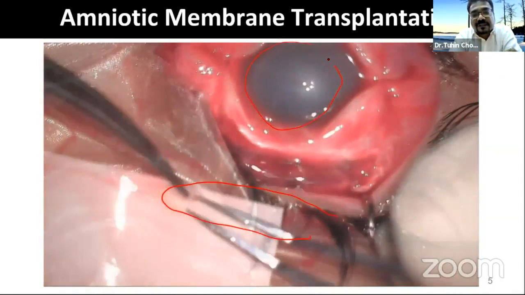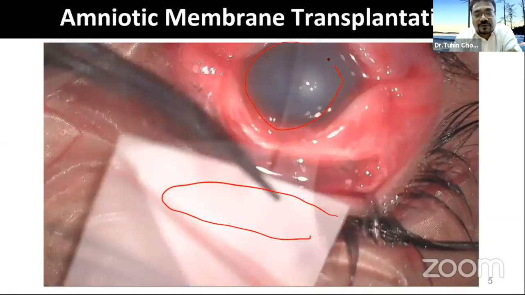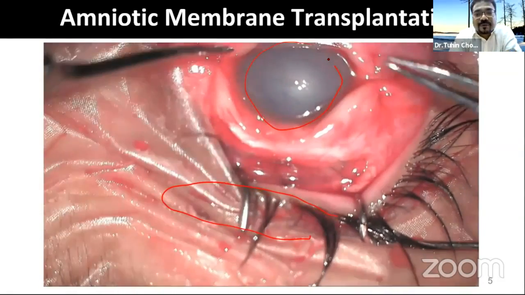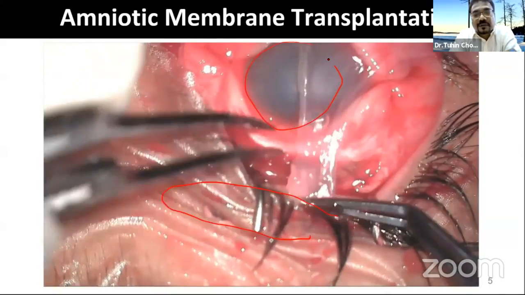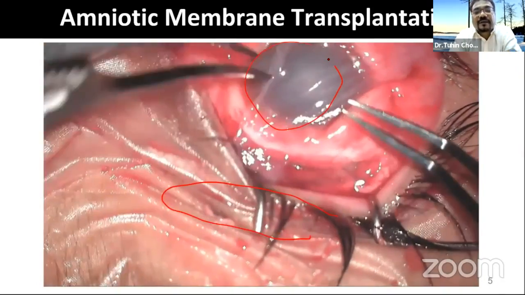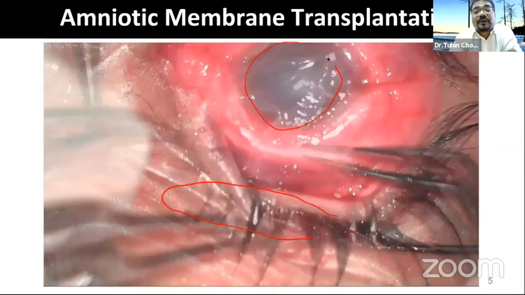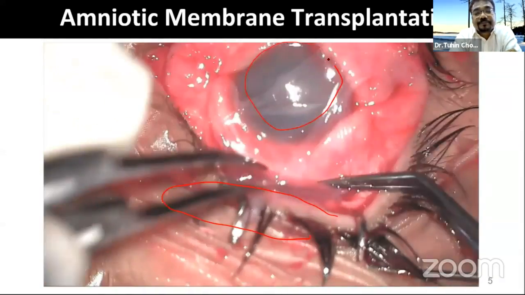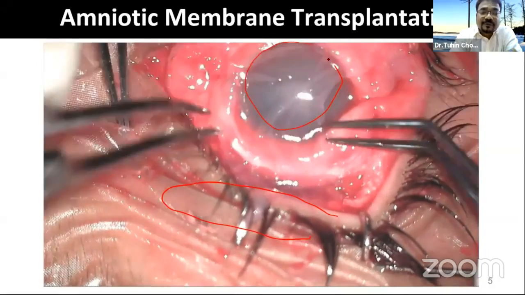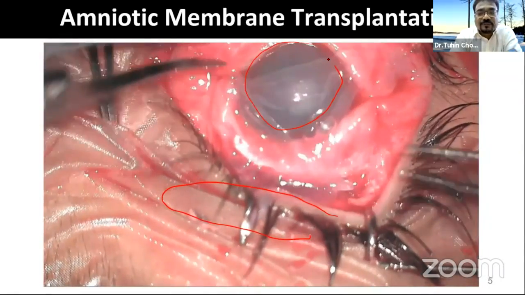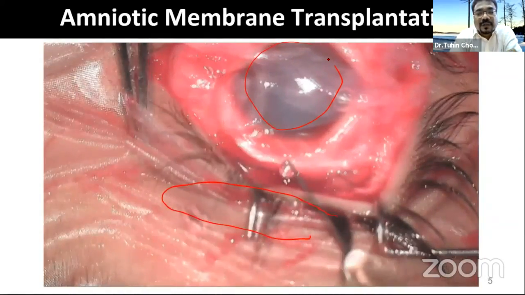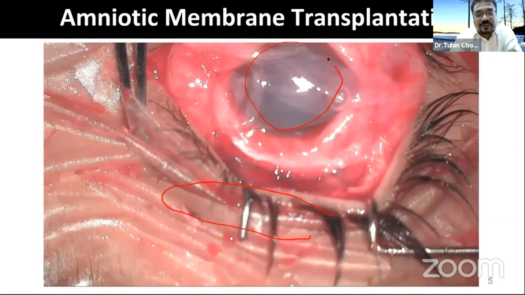Now we have to address the necrosed area of the superior fornix. Again, another piece of amniotic membrane is placed over this necrosed area. Sometimes we can put a fornix forming suture also in these cases, but here, because we have the glue, I didn't put any fornix formation suture.